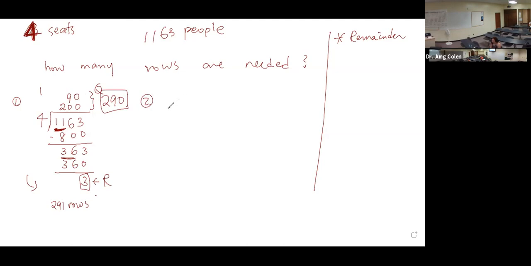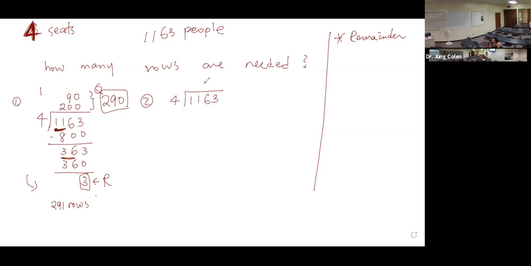I did the standard algorithm. Okay, let's do standard algorithm. 1163. Maybe everybody tried the standard algorithm as one of the strategies. Isn't it? Flo, did you do standard algorithm? Okay. So Lindsay, tell me what I need to do.